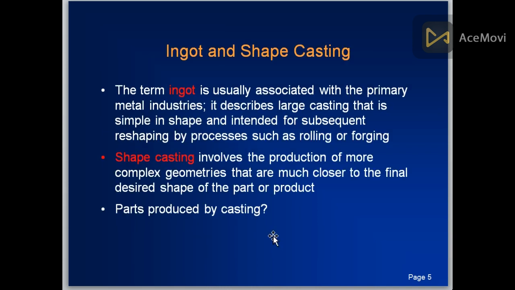Let's move to ingot and shape casting. The term ingot is usually associated with the primary metal industries. It is basically the raw metal. It describes a large casting that is simple in shape and intended for subsequent reshaping processes. There is the raw material, such a long bar. Then it is cut or machined, or there are different processes such as rolling or forging to change the shape. Shape casting involves the production of more complex geometries. We can make complex geometries with shape casting because there are cores and other terminologies, which we will discuss later. That makes the part much closer to the final desired shape of the product.